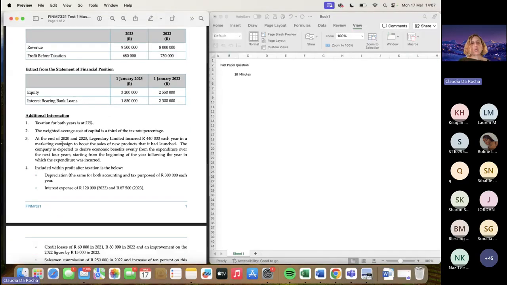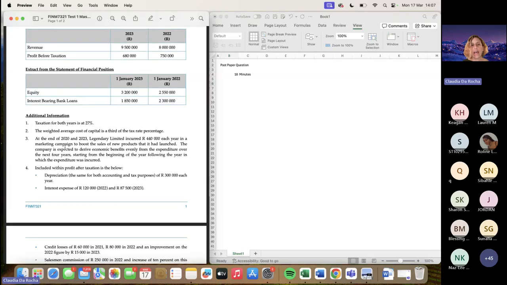Okay, then they've given us the weighted average cost of capital is a third of the tax rate percentage. So remember when I said with Learning Unit 1, they can either give you the WACC or discount rate, they can either make you calculate it off several numbers, which is what they've done here, or third one is they can ask you to use the WACC formula. Okay, so in this one, there's no WACC formula, but as I said, there are questions in the textbook where they ask you to calculate WACC.